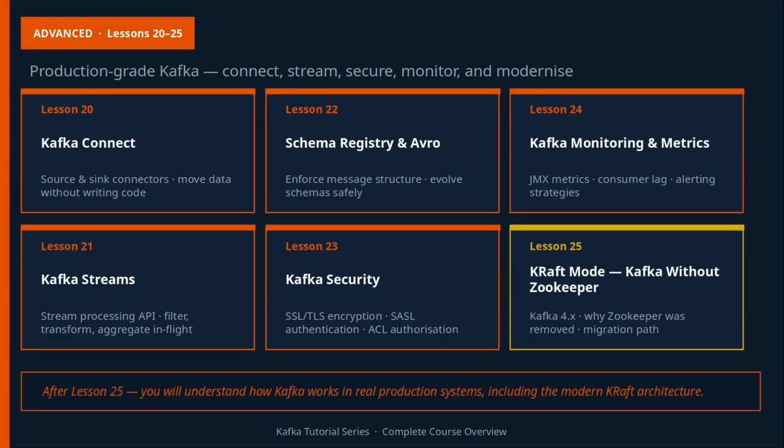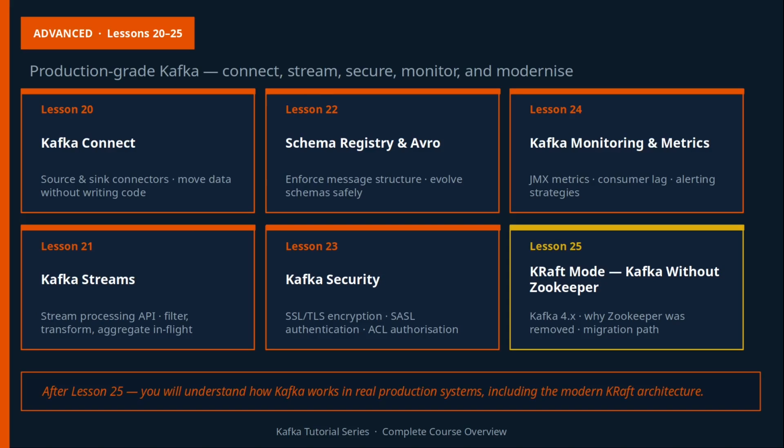The advanced section covers lessons 20 through 25, all theory, all production-grade topics. Lesson 20 is Kafka Connect, how to move data between Kafka and external systems like databases and file storage using source and sink connectors, without writing any custom code.